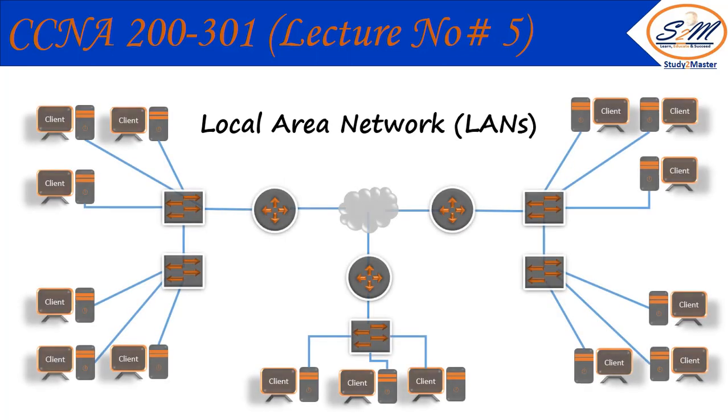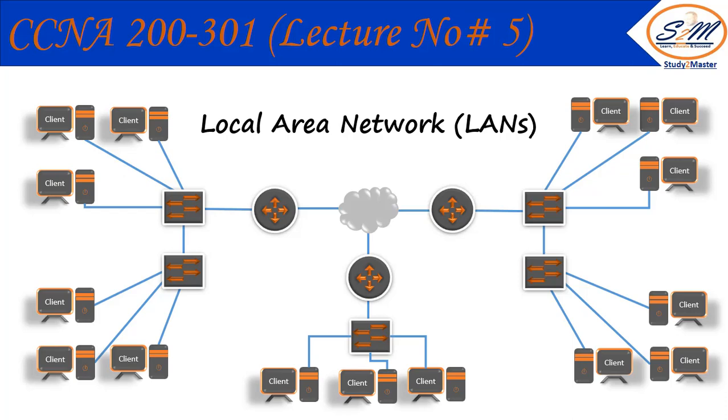What is a local area network, or LAN? How do we define a local area network? There are lots of definitions and illustrations of a network, of LANs. In here we have a LAN. What is a LAN? Two or more computers which are connected in the same segment and share data between each other. That is called a LAN.